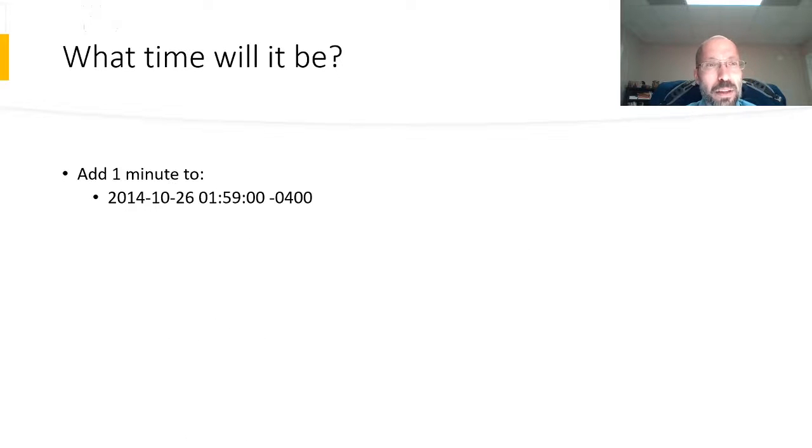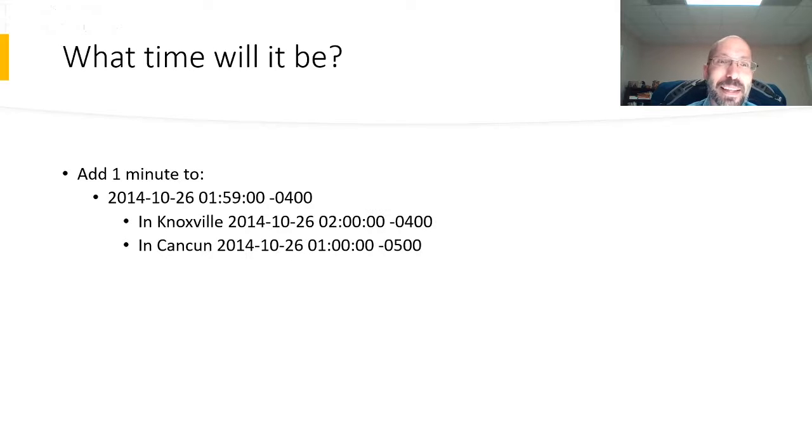Let's look at an example. If we add 1 minute to this date, October 26th, 2014, at 1:59 a.m., -0400, what time will it be? Well, it depends, right? In Knoxville, Tennessee, it would be 2 a.m., -0400. If you were in Cancun at this time, it would be 1 a.m., -0500. You see, when Cancun observed daylight savings time, they would actually transition about a week ahead of the continental US.